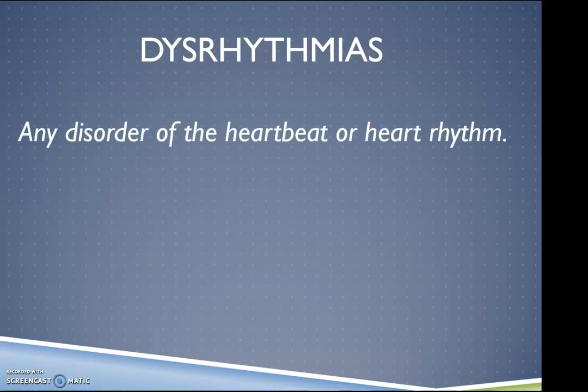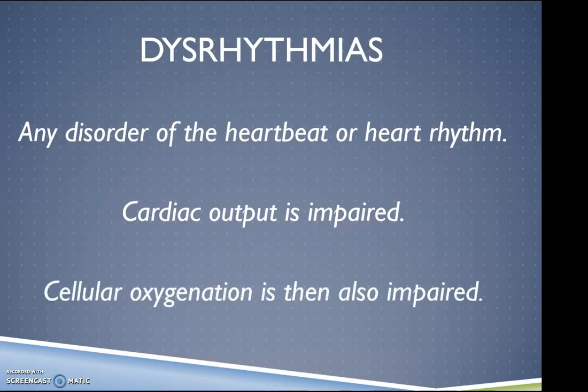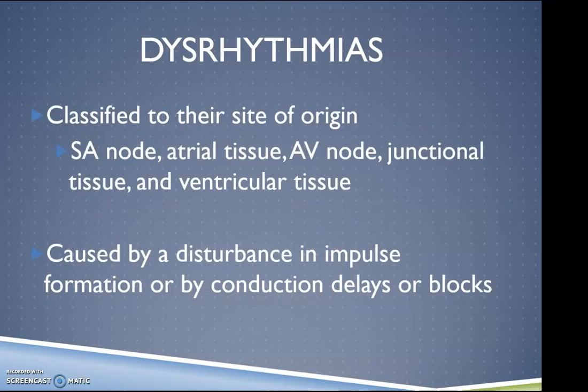Dysrhythmia is any disorder of the heartbeat or heart rhythm. When you have a dysrhythmia, your cardiac output is impaired. Therefore, your cellular oxygenation is also impaired. Dysrhythmias are typically classified by their site of origin, whether they originate at the SA node, somewhere in the atrial tissue, the AV node, the junctional tissue, or the ventricular tissue. They're caused by a disturbance in impulse formation or by conduction delays or blocks.